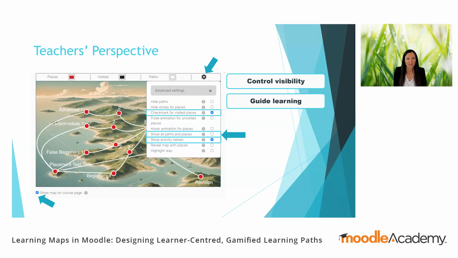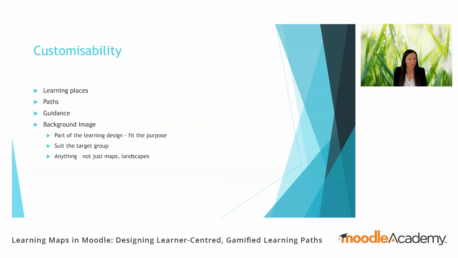I mentioned before that it's customizable, that you can choose the learning places, you arrange the path, you give them more or less guidance. This also concerns the background image. It's part of the learning design if you want to, if it fits your purpose. You would, of course, choose it so that it suits your target group, but you can use anything. It's not just landscape or maps as we've seen so far.